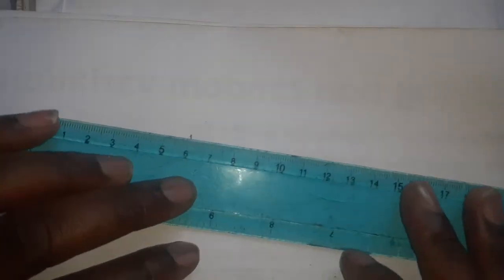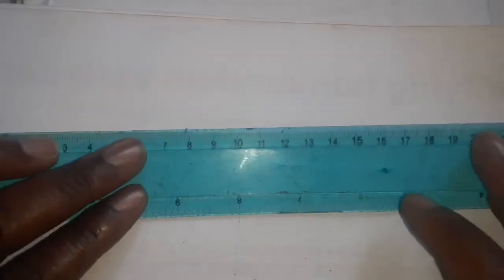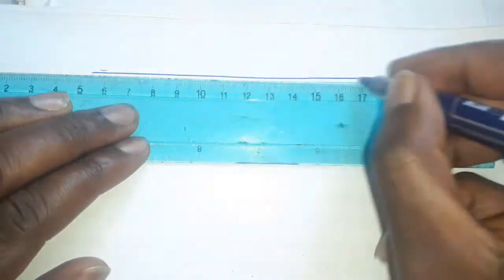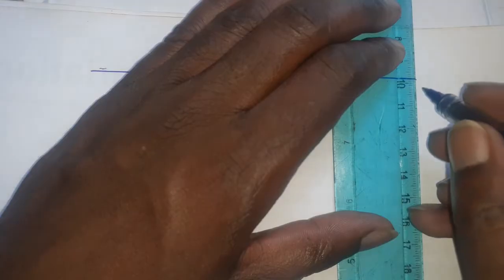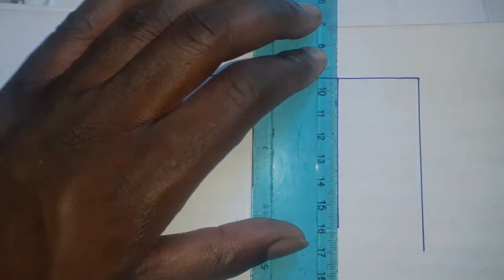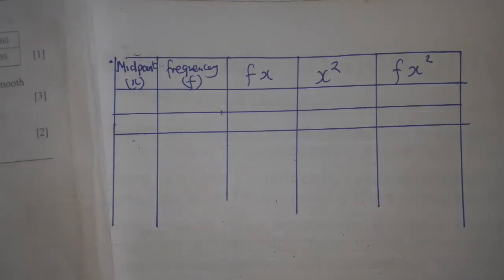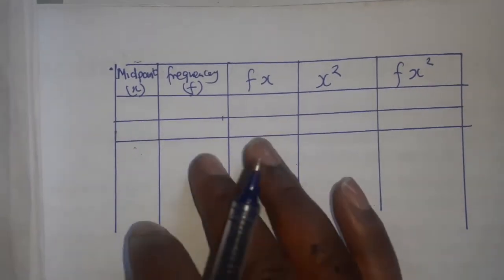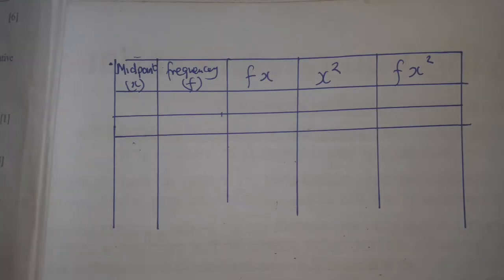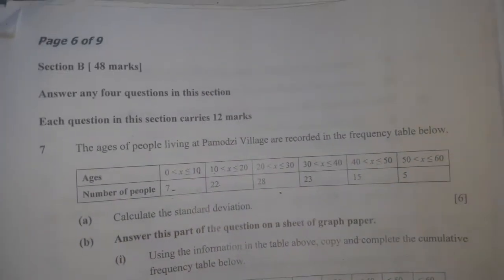So we need to draw the table here. We need to do our table. This is what our table should look like. We now need to know what is here, and remember, look at the question where we are coming from.